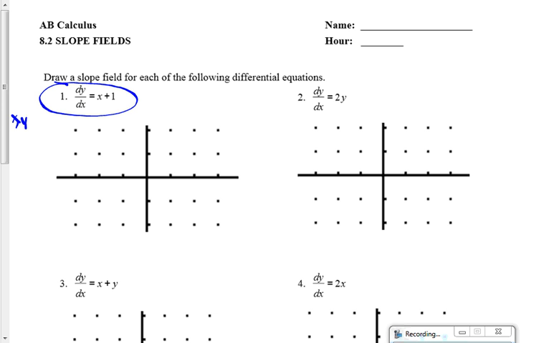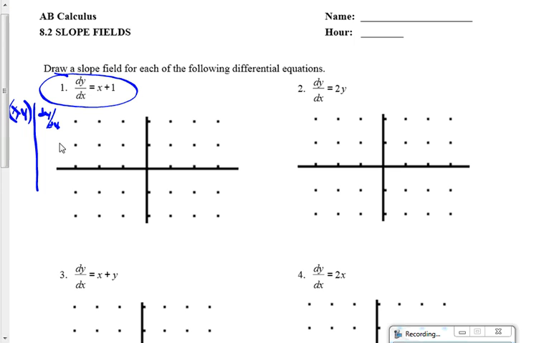Ordered pair xy, dy dx here. Okay? What's your favorite ordered pair? 0, 0. Why? We should start at 0, 0 all the time, shouldn't we? We can't always, but it's really good to try. So at 0, 0, what's the slope? 1. So make a little segment that has a slope of 1. Okay?